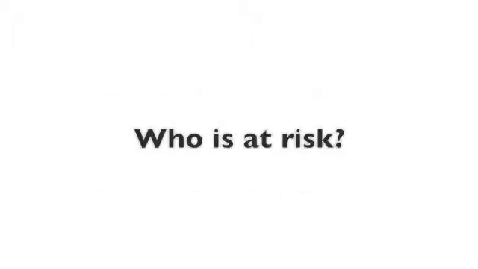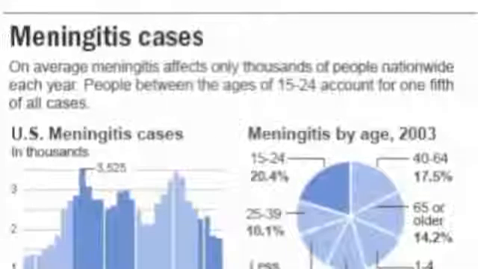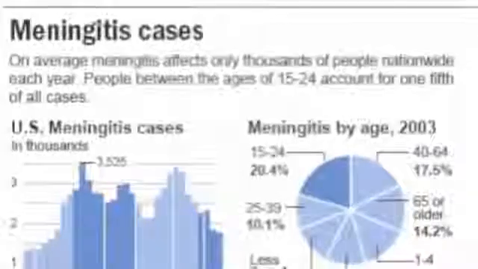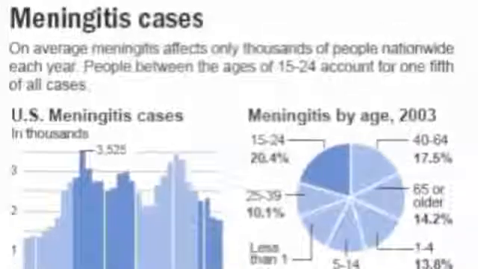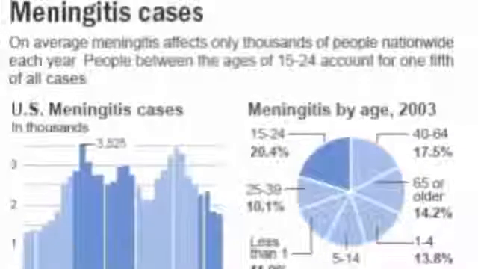College freshmen who live in the dormitories or people who live in a communal setting, such as the military, are especially at risk of getting this infection. Further, people in the same household or daycare center, or anyone with direct contact with the patient's oral secretions, such as a boyfriend or girlfriend, will be considered at increased risk of getting the infection. On average, meningitis affects only thousands of people nationwide each year, with people between the ages of 15 and 24 years old accounting for 1/5 of all cases.